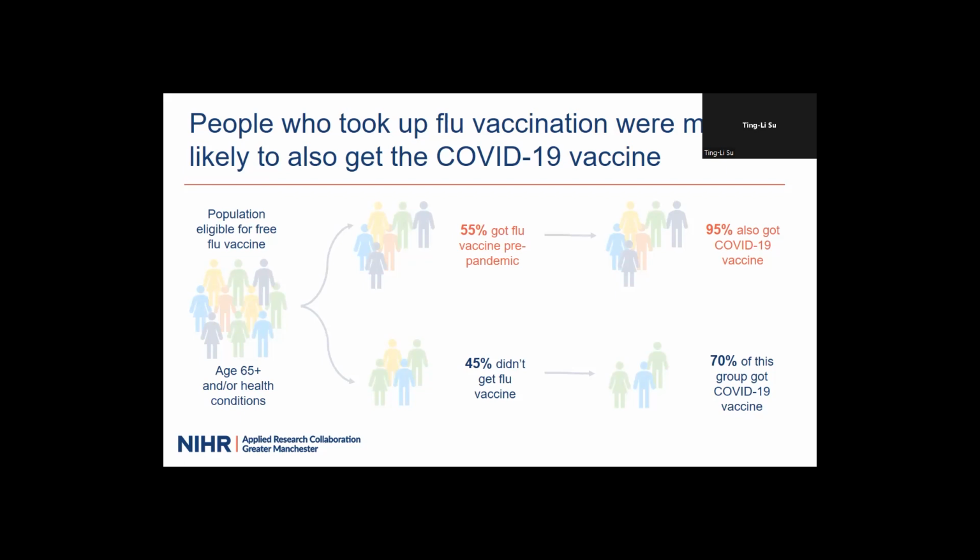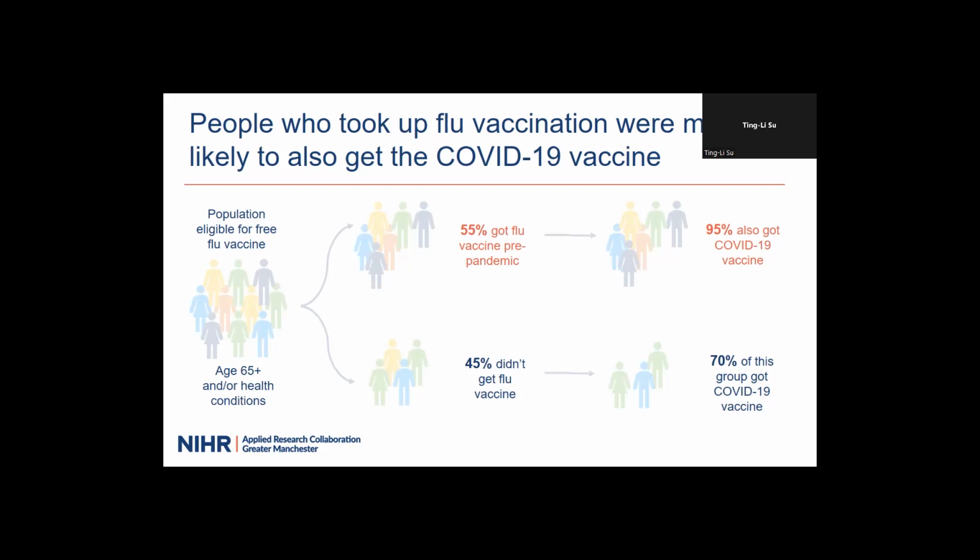So just to benchmark this, before the pandemic, that previous winter season, uptake of the flu vaccine wasn't actually that high. It was about 55% of people who were eligible took it up. But then within that group of people who did take the flu vaccine, uptake of the COVID vaccine was very high. So 95% of those people then got vaccinated for COVID the following year. And then amongst people who didn't get the flu vaccine, uptake, as you might imagine, was somewhat lower, so about 70%.